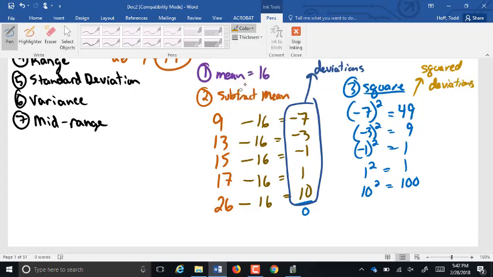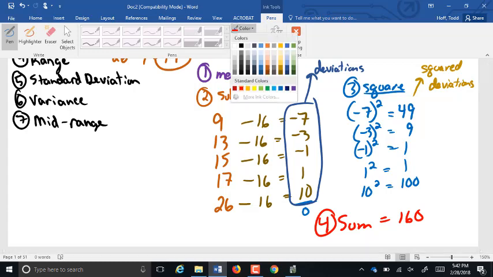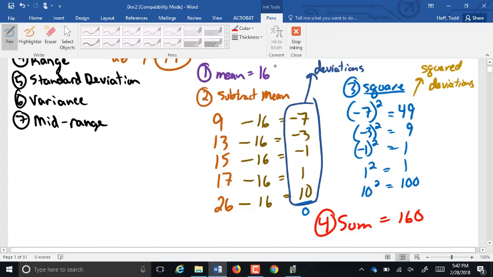What is step 4? Add them up. Find the sum. We add those up and we get 160. That is called the sum of the squared deviations.